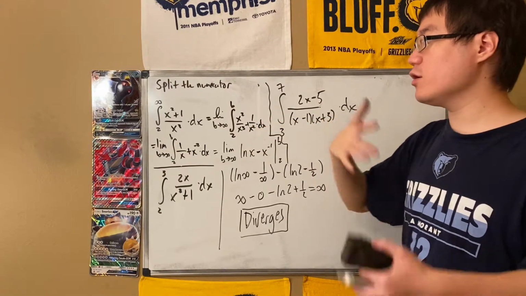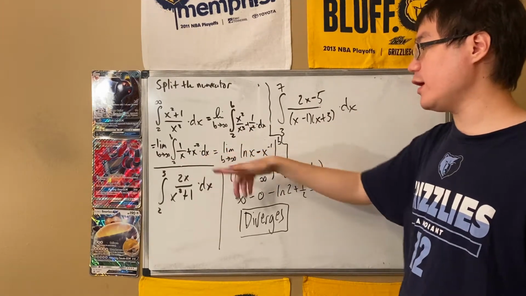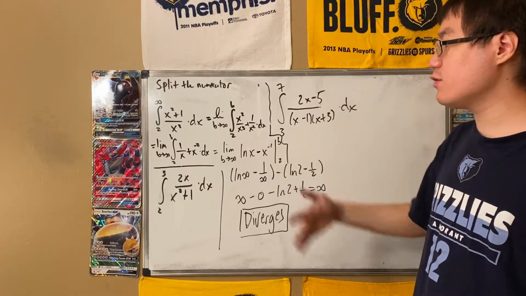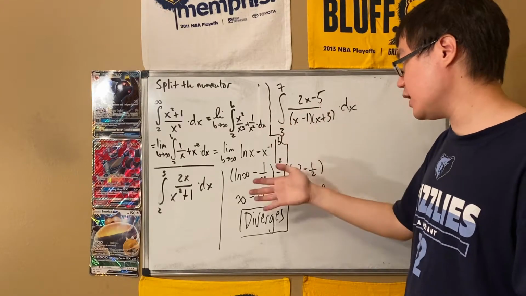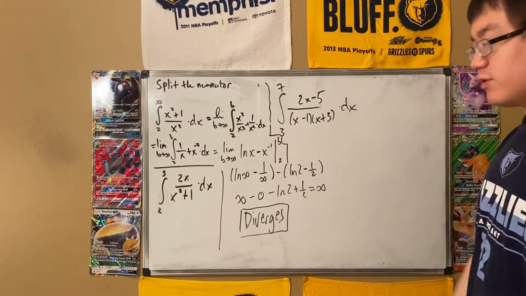When you split up the numerator, you do have to simplify before you take the antiderivative. But once you take the antiderivative, it doesn't require any sort of u sub process. So you just do top minus bottom, and then you're good to go. In this case, we got infinity.